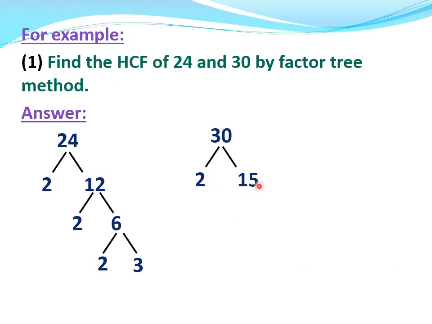Now factorize 15. Yes, 15 is divisible by 3. Write 3 here and 5 here. 3 multiply 5 equal 15. Now see, 5 is a prime number. So we will not factorize further.